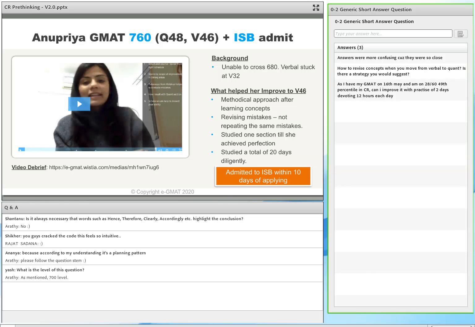And here are examples of people who've improved. Anupriya, one of our former students, went to ISB, improved from a V32 to a V46, which is a 99 percentile. And she did that in 20 days, but she spent about 5 hours a day. So it wasn't a typical 20-day, but for her, the thing is, she studied one thing, perfected it, studied the next thing, perfected it, and so on and so forth.